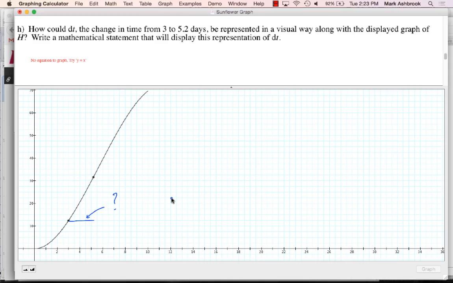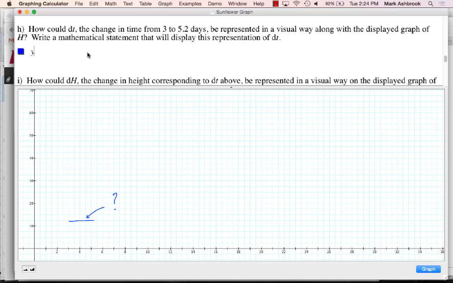What's true about all those points? That blue thing that I drew. The y coordinate is the same for all. If it's a horizontal line, the y coordinate stays the same. So y equals, and what does it equal? H of 3.